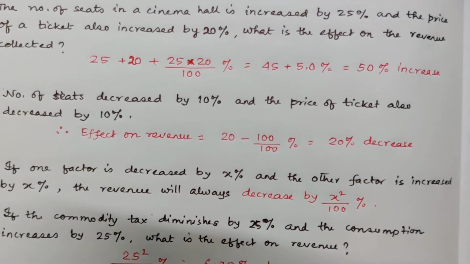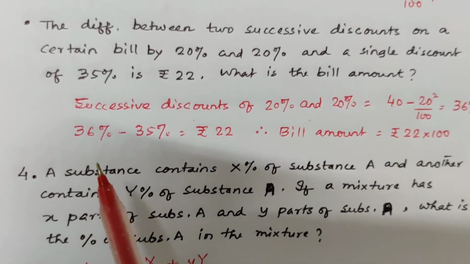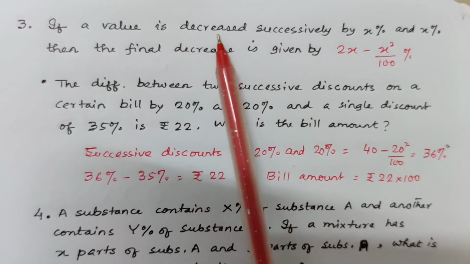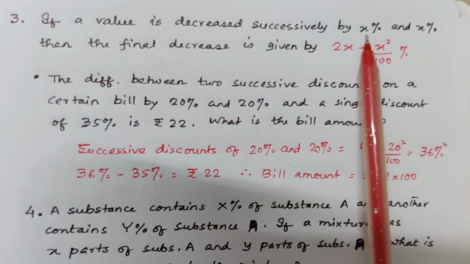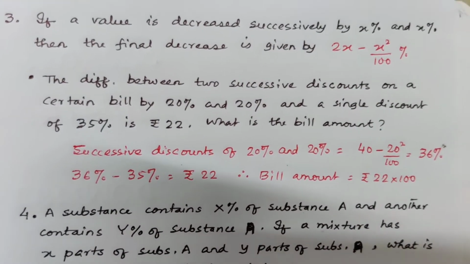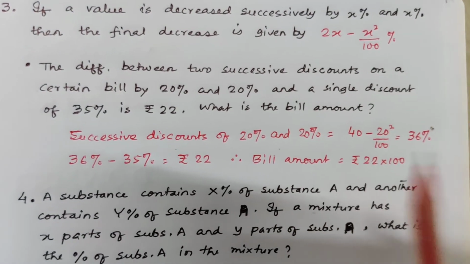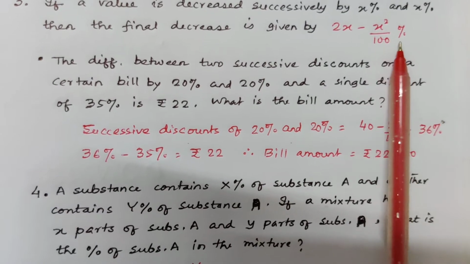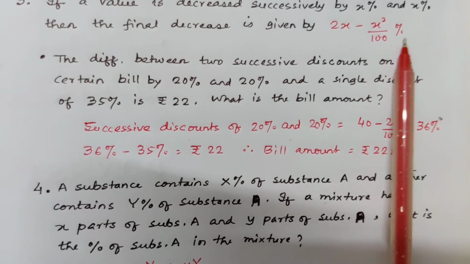Okay, we come to problem number 3. Third type. If a value is decreased successively, like successive rates of discount, successively by X% and X%, then the final decrease is given by x plus x minus x square by 100%.